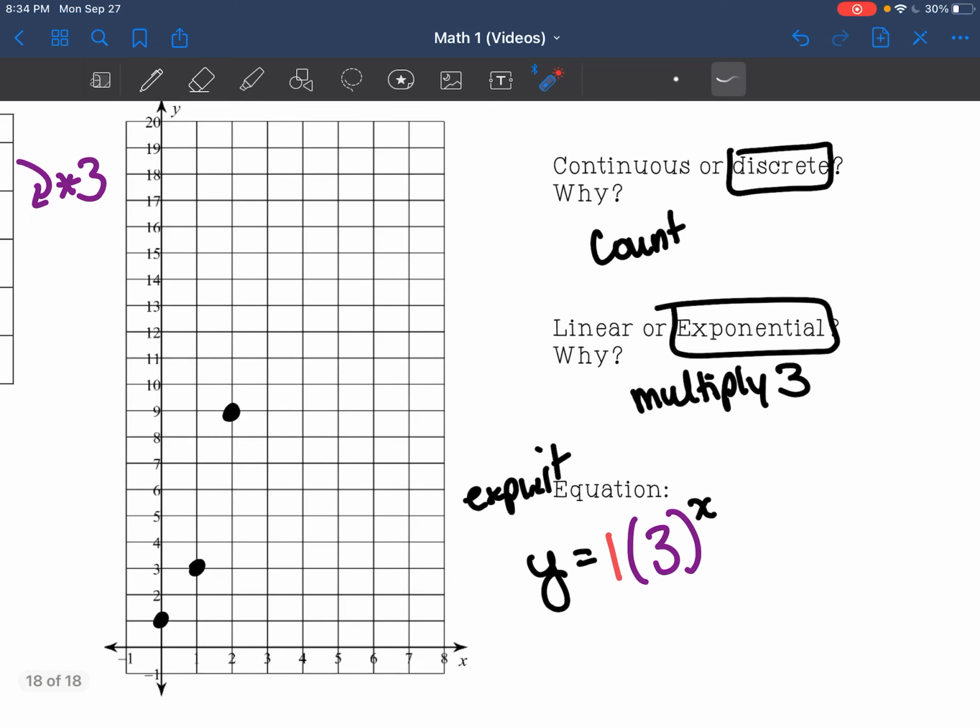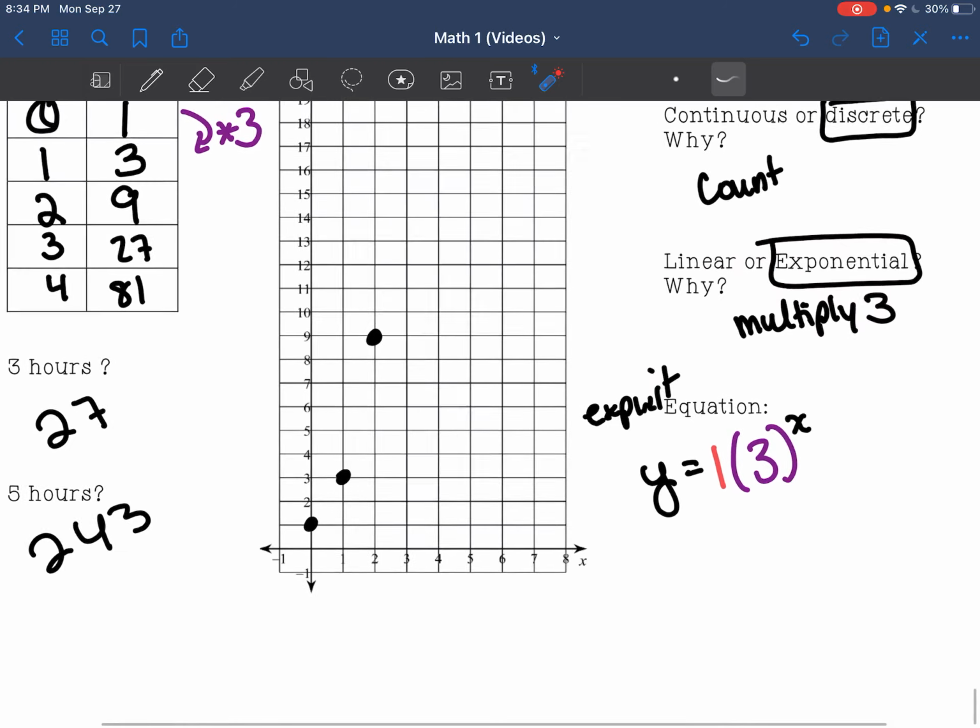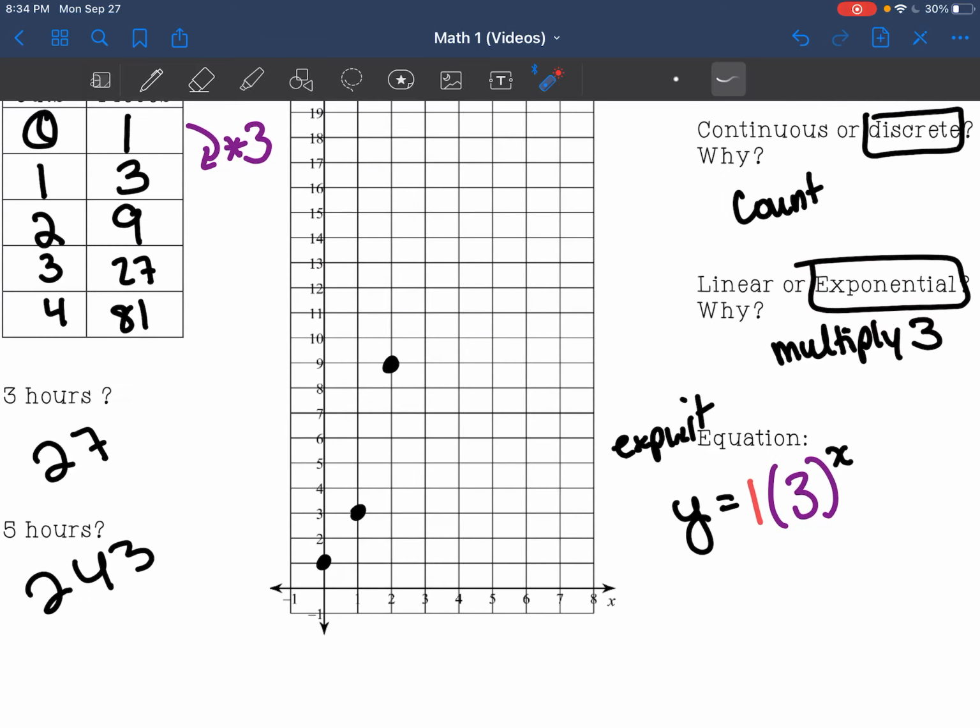Now, this is a discrete thing because we count the pieces of paper. This is an exponential equation because we are multiplying by 3. And when we write the equation, we keep it the same as how we did with geometric, right? We write what we started with. How many pieces of paper did we start with? We started with 1. Then we multiplied by 3 down our table.